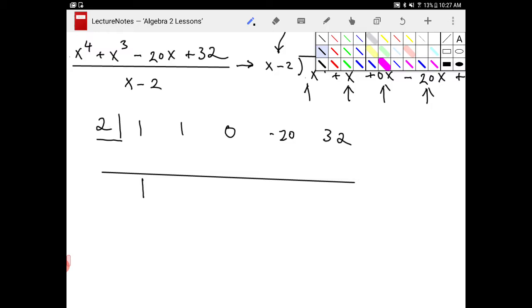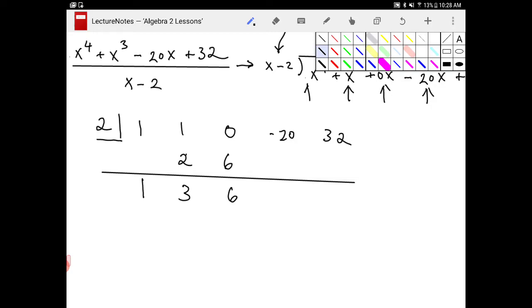and what we want to do is take 2 times 1, and that gets me 2. I place 2 over here, and then we add, and that gets me 3. Then again we take 2 times 3, which gets me 6, and we place it there. And again we add, and that gets me 6.